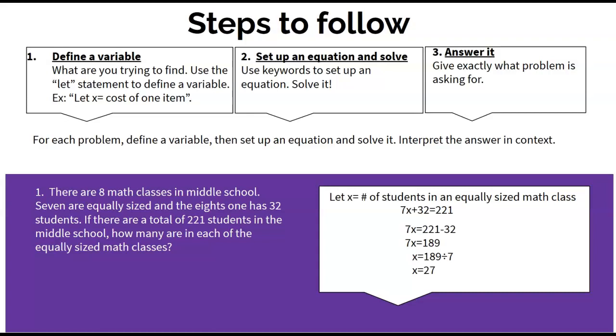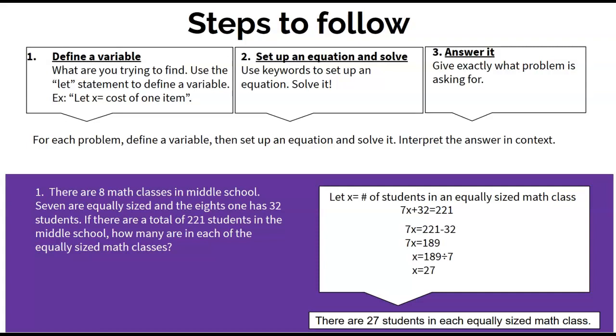Let's see how we solve it. So we're going to move 32 to the other side. We're going to subtract 32 from both sides of the equation. So we get 7x equals 189. And then we divide both sides by 7. So 189 divided by 7 is 27. But that's not it because I wanted to answer the question. And the answer now will be on the bottom here. It says there are 27 students in each equally sized math class.